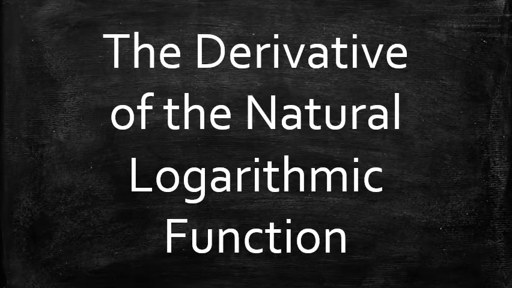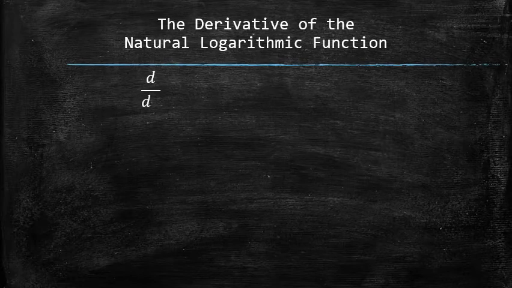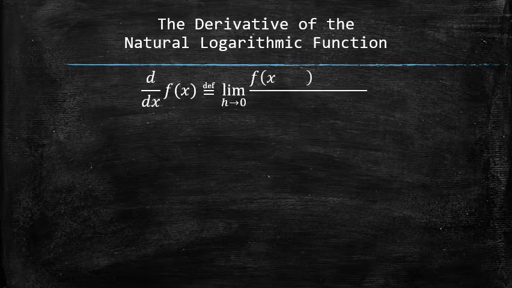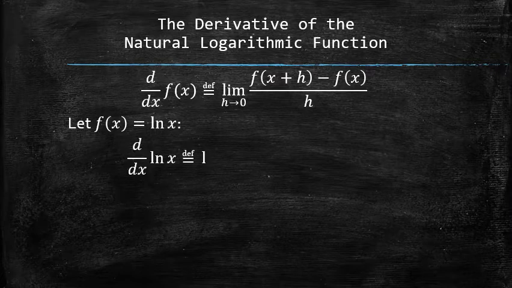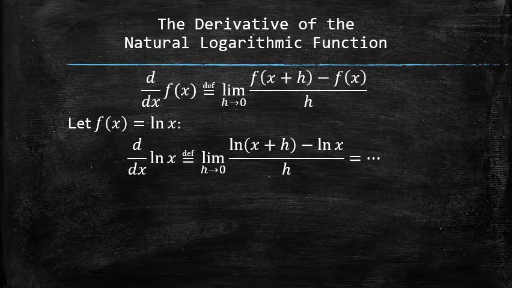Next, we will find the derivative of the natural logarithmic function. Let's recall the limit definition of the derivative of a function. And let's set f of x to be the natural logarithmic function. Then, according to the definition, the derivative will be equal to the following limit.